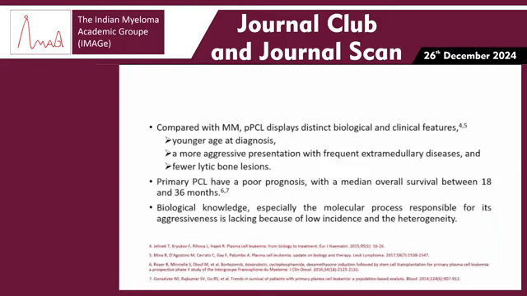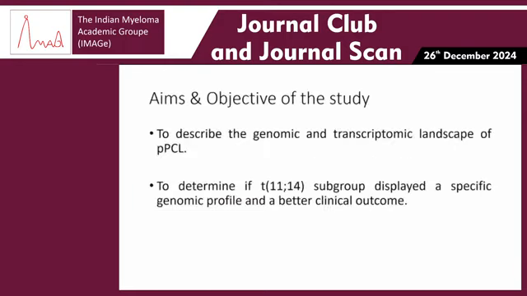Compared with multiple myeloma, primary plasma cell leukemia displays distinct biological and clinical features. They have a younger age at diagnosis, more aggressive presentation with frequent extramedullary disease, and fewer lytic bony lesions. Primary plasma cell leukemia has a poor prognosis with a median overall survival between 18 and 36 months. Biological knowledge, especially the molecular process responsible for its aggressiveness, is lacking because of low incidence and heterogeneity.